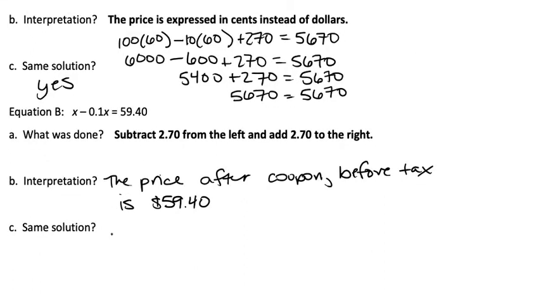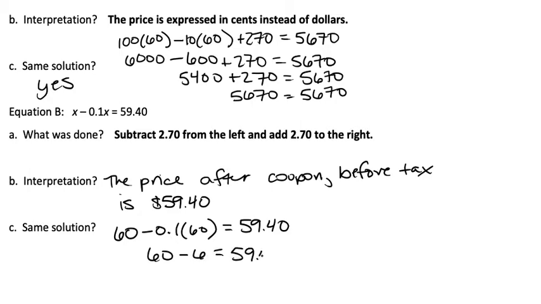And then for part C, is it the same solution? Well, if I plug in 60 for x, this would be 60. This is 0.1 times 60. It's a little hard to read, but that's 6. 60 minus 6 is 54, and 54 is not equal to 5940. So the answer to this is no, it does not have the same solution as the original equation.